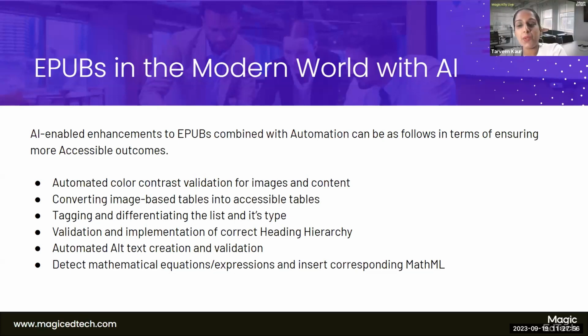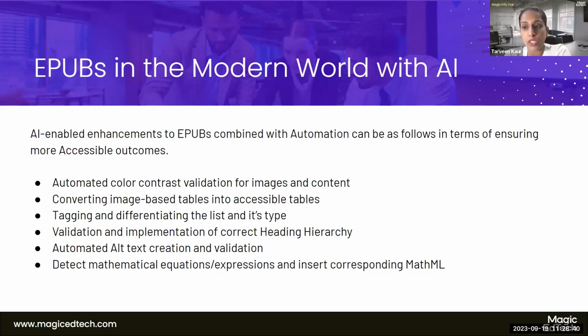So this is where we see that ePub will surely transform big time with AI, as we are all hearing a lot about AI and it's actually revamping every second. What we feel at our end is that AI-enabled enhancements can be easily done to ePubs compared to PDFs. The key differentiators AI can bring to the table are automated color contrast validation for images and content.